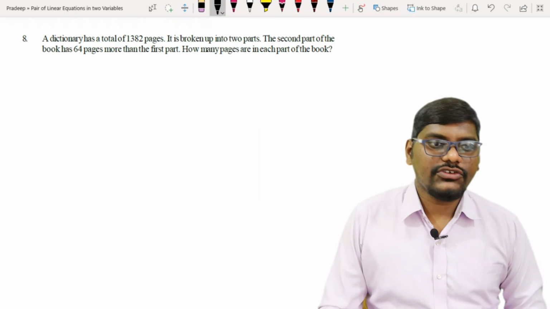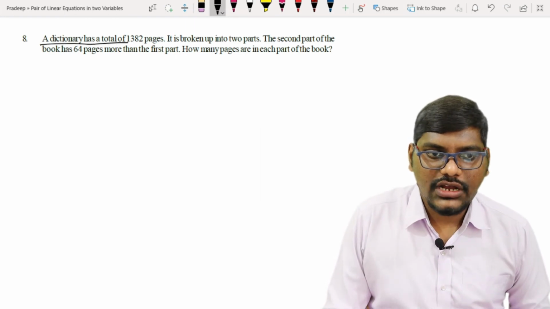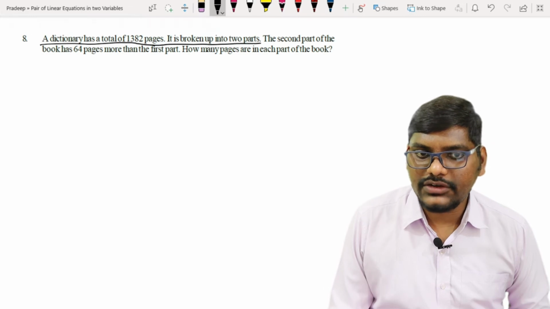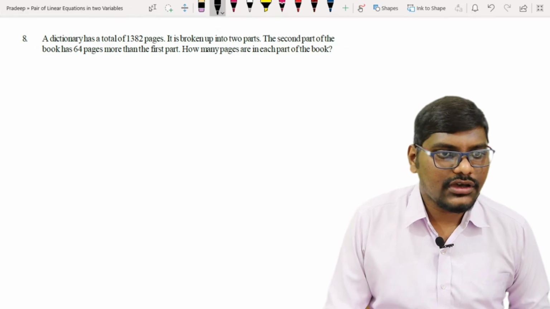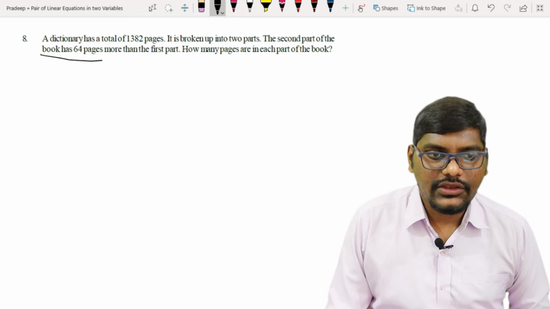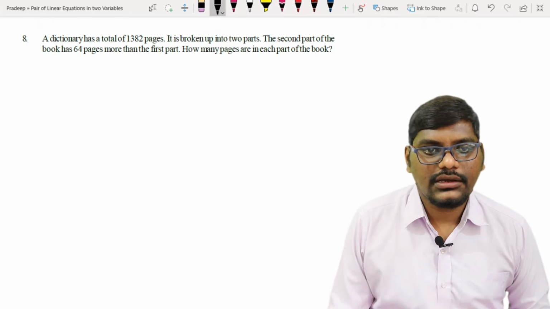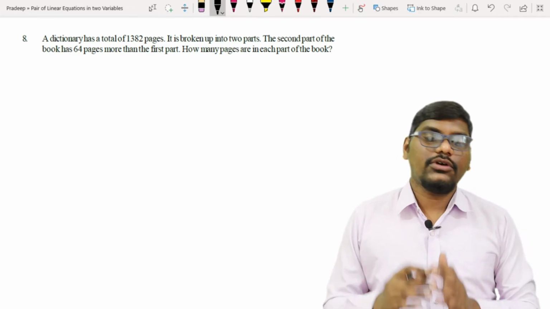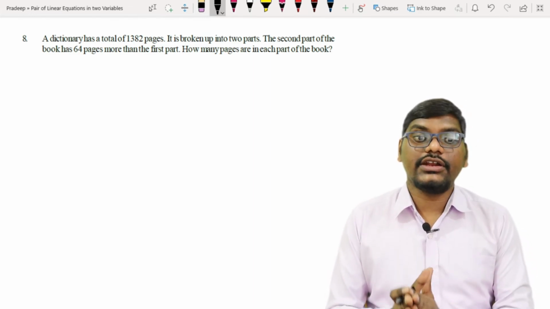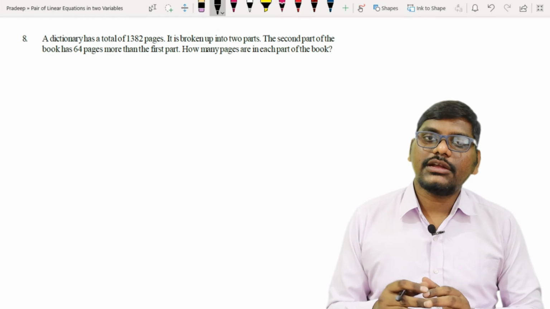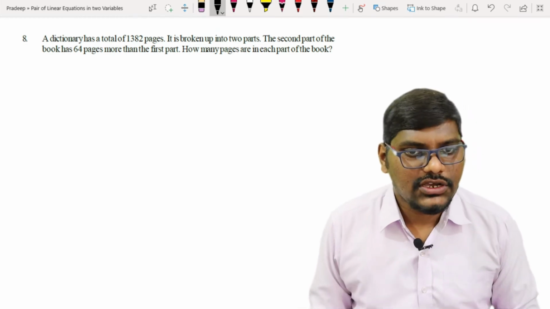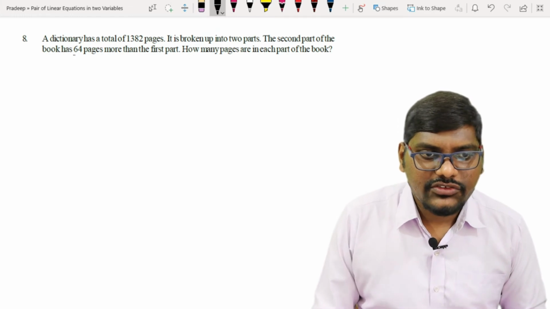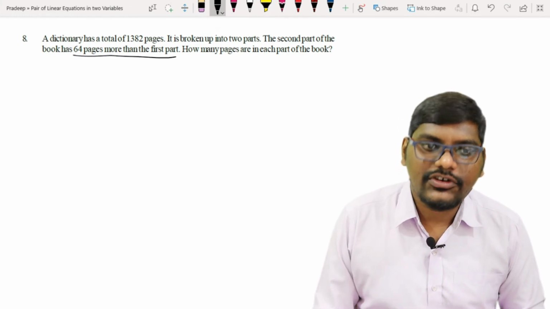So let's see the 8th question. A dictionary has a total of 1382 pages. It is broken up into two parts. The second part of the book has 64 pages more than the first part. How many pages are in each part of the book? So there is a book. The book contains around 1382 pages. So this particular book they have divided into two parts. Okay. So in that, the second part value they are giving as 64 pages more than the first part.